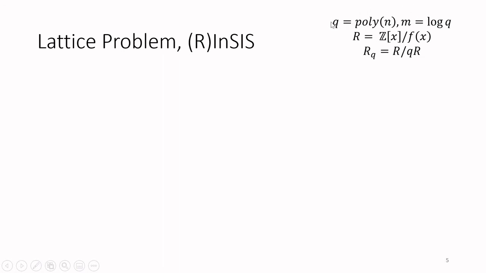Q is going to be some modulus. It's going to be a small polynomial in our security parameter n. And notice that this is much smaller than the modulus or moduli used, say, in elliptic curves or RSA-based cryptography. M here is going to be the rank of our module. It's going to be just some log of Q. You can think of this as log base 2 for now.